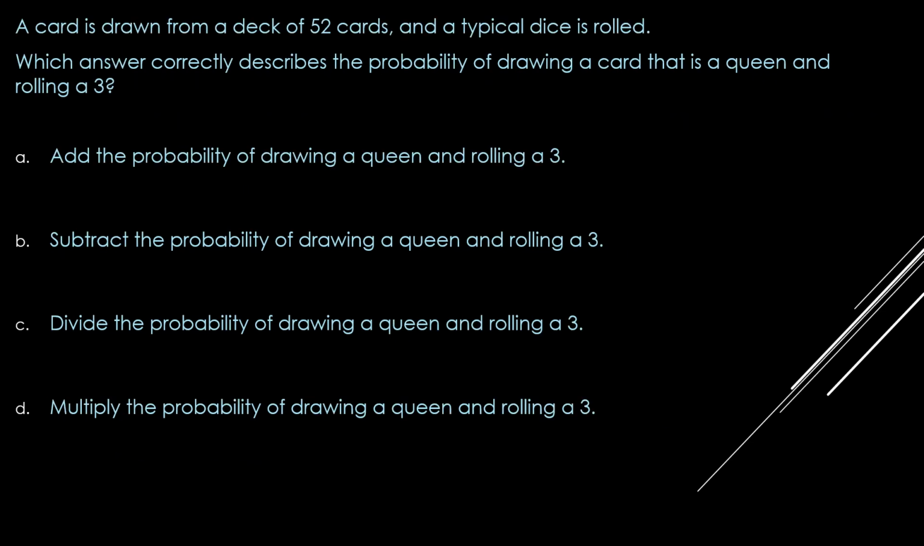A card is drawn from a deck of 52 cards and a typical dice is rolled. Which answer correctly describes the probability of drawing a card that is a queen and rolling a 3? Here we have that word and again. So I am drawing a card that's a queen and rolling a 3. Hopefully you remember from that last slide that and means we're multiplying. So I'm going to multiply the probabilities of drawing a queen and rolling a 3.